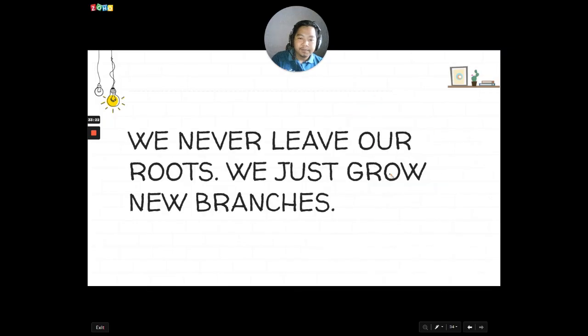And to end, just like alkanes, we never leave our roots. We just grow new branches. So you are the parent chain. Continue growing. Continue looking for attachments, substituents, until you get to be the best version of yourself.